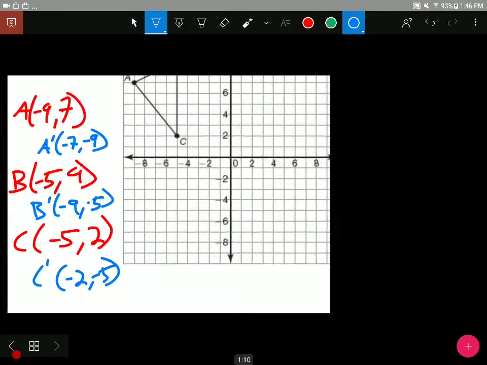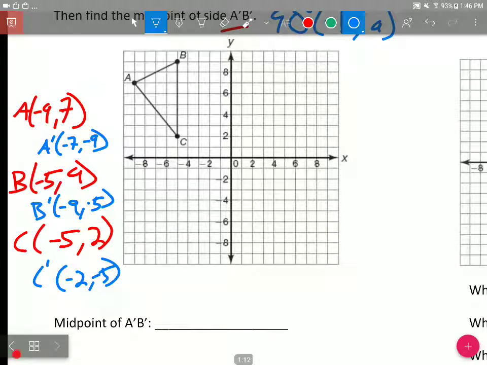And just to give you an idea what that looks like, negative 7, negative 9, that's A. Negative 9, negative 5, that's B. Negative 2, negative 5 right there, that would be C, and that is your rotated triangle.